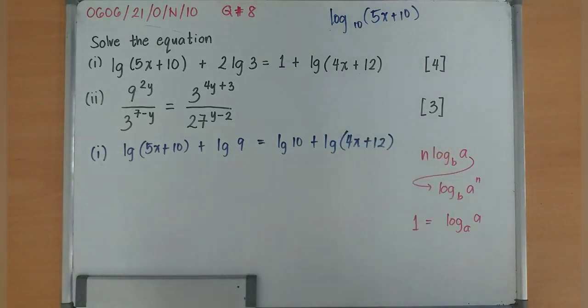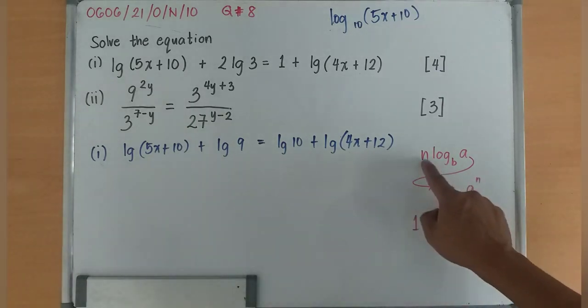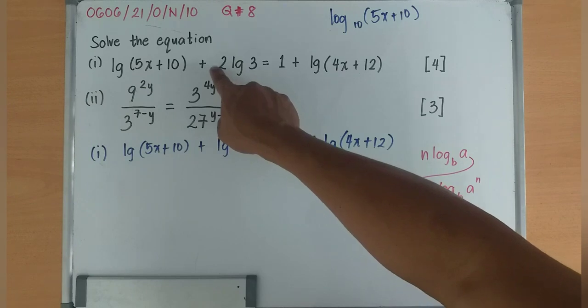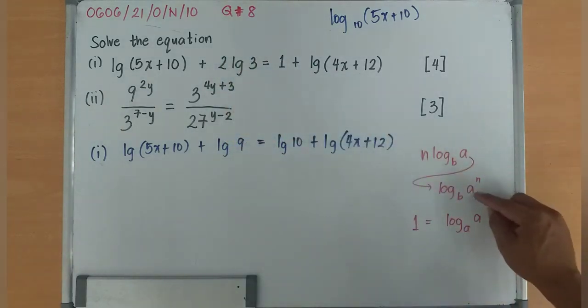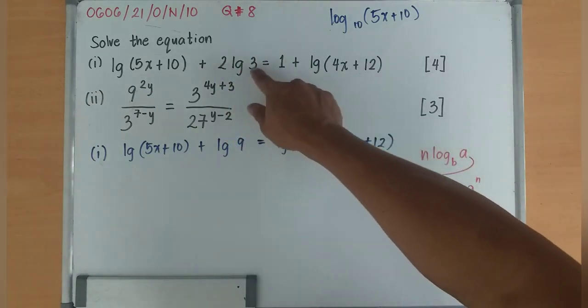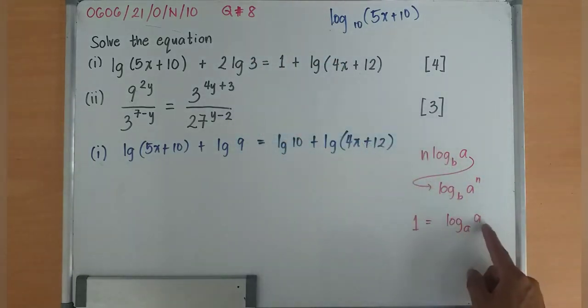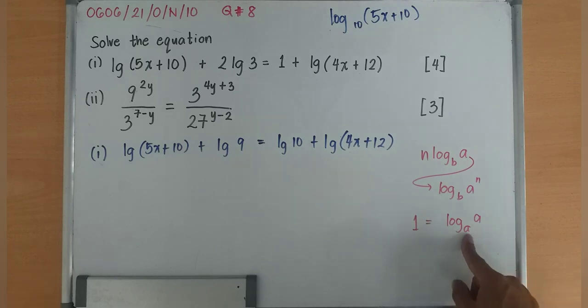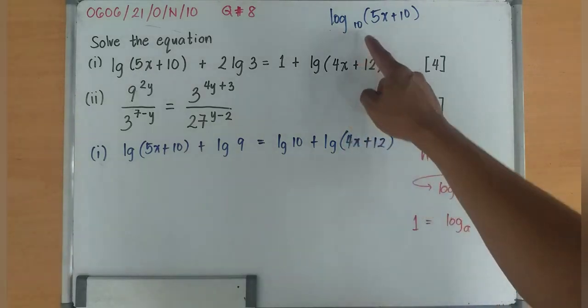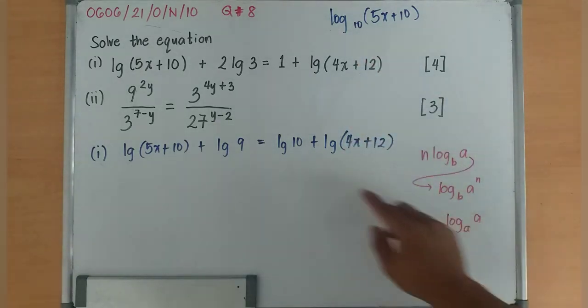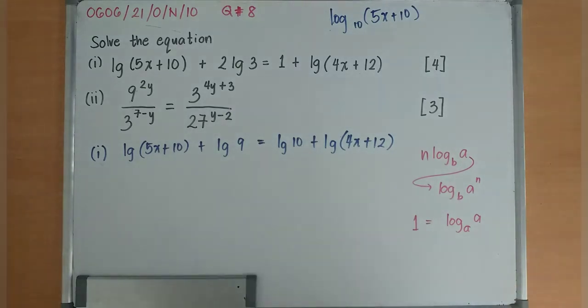Now that is one of the things that you should learn, that since I have an n here, that n is 2. 2 will become an index of the logarithm, which is 3. 3 squared is 9. Then 1 is LG a in the base a, right? So it means since the base is 10, then a will be 10. That's why it is LG 10.